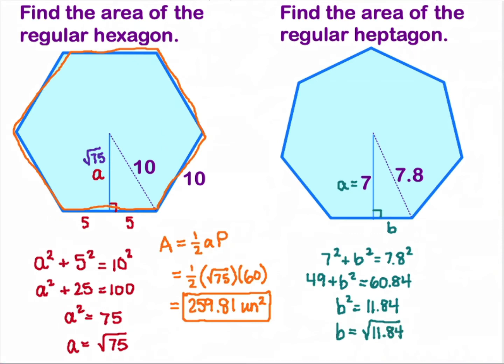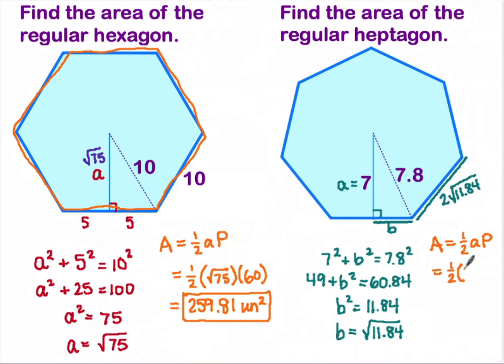And again, I don't want you to round that. B is going to be the square root of 11.84. But what does that tell us about the length of each side? Remember that this b length is only half of the side length. So each side is actually going to be 2 times the square root of 11.84, which if you type it in is about 6.88, but I don't want you to use that number. I want you to use this exact value up until our final area answer.